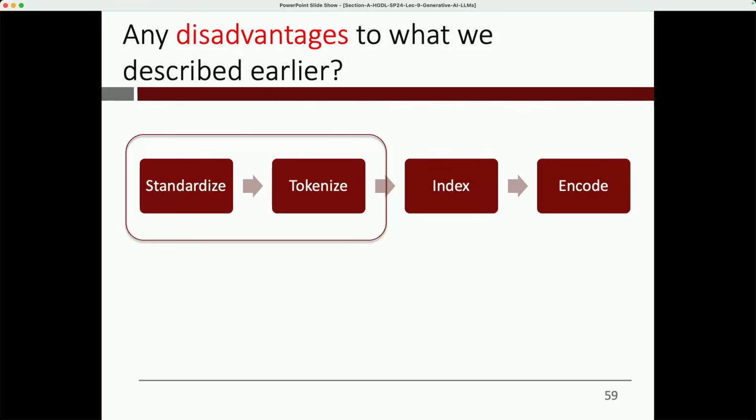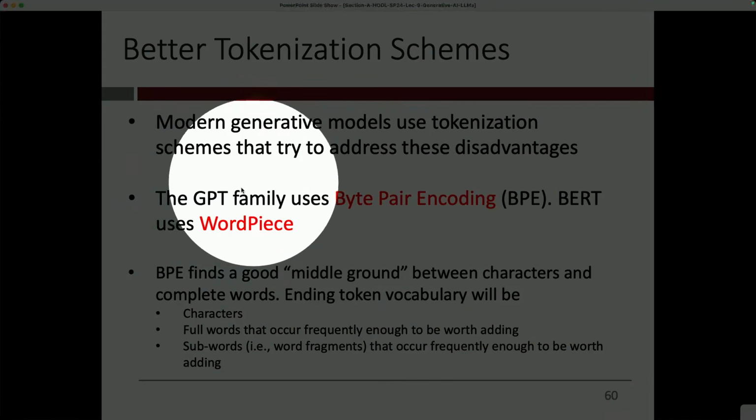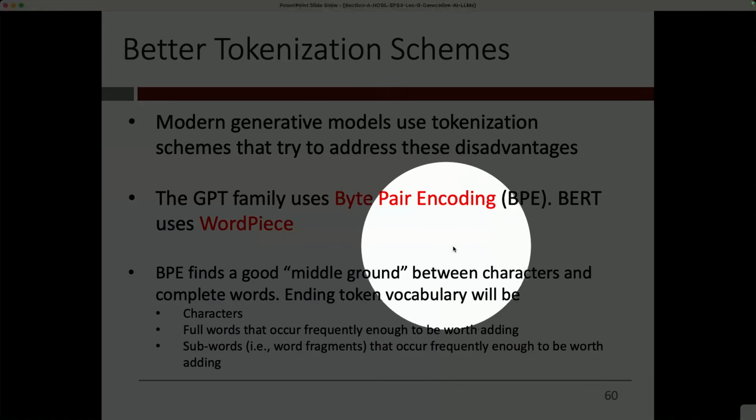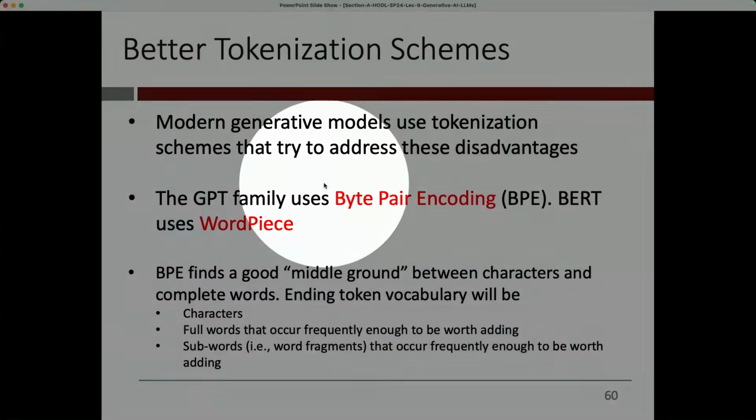So when we look at this process, the disadvantages are some of the things we have discussed: we want to preserve punctuation, we want to preserve case, we want to be able to handle new words, and so on and so forth. So the modern models like BERT and so on use different tokenization schemes. They don't actually do the STIE thing. The GPT family uses byte pair encoding, BPE. BERT uses something called WordPiece.